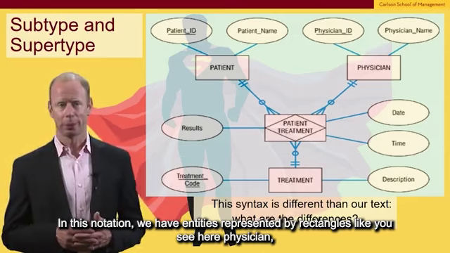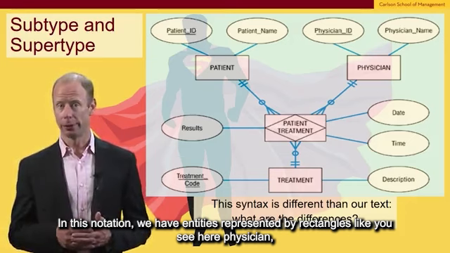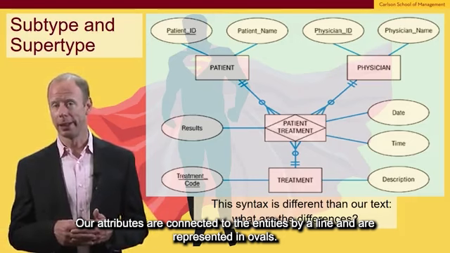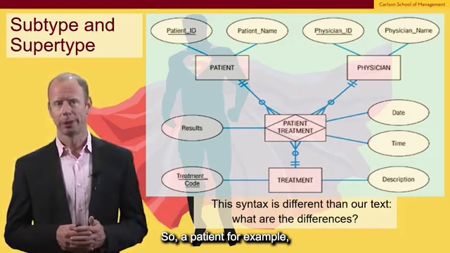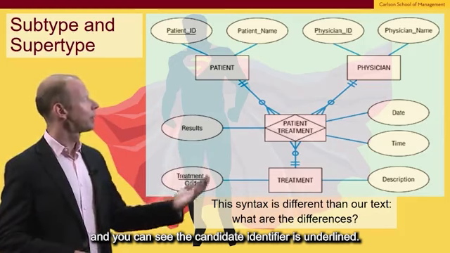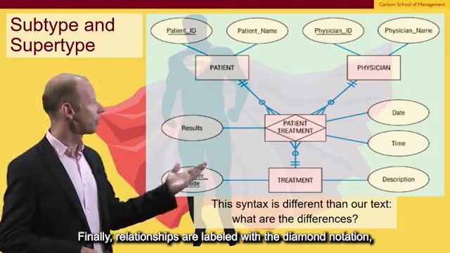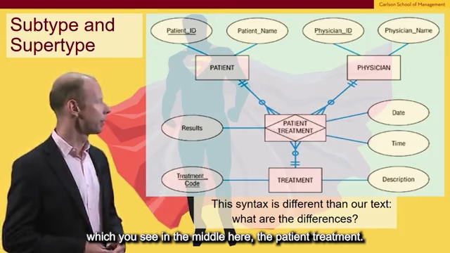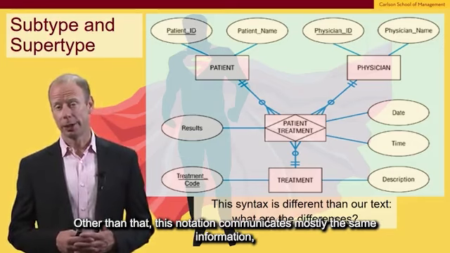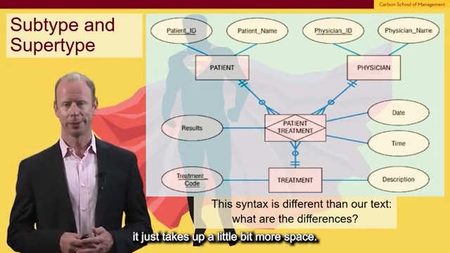In this notation, we have entities represented by rectangles, like you see here, physician, patient, and so on. Our attributes are connected to the entities by a line and are represented in ovals. So a patient, for example, has a patient ID and a patient name. And you can see the candidate identifier is underlined. Finally, relationships are labeled with the diamond notation, which you see in the middle here, at the patient treatment. Other than that, this notation communicates mostly the same information. It just takes up a little bit more space.